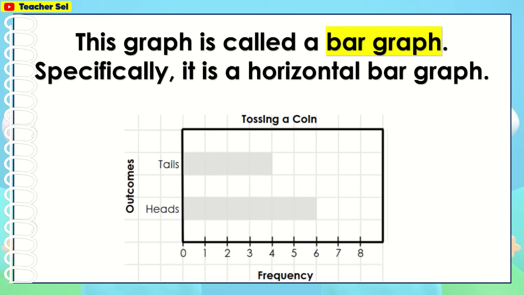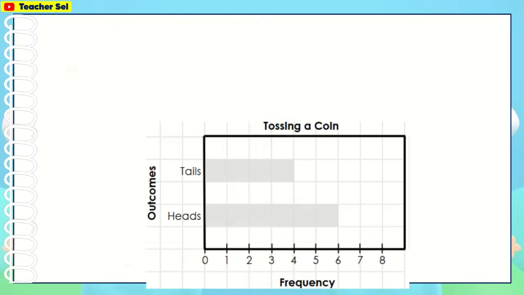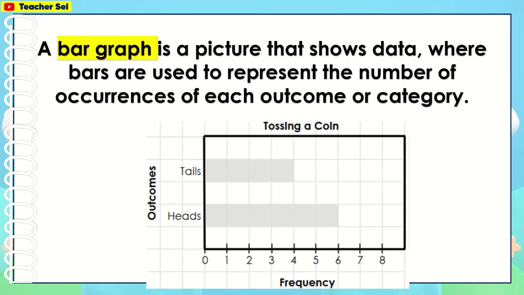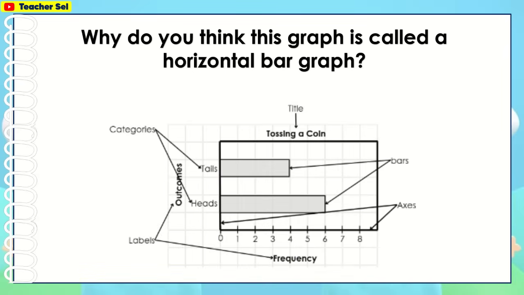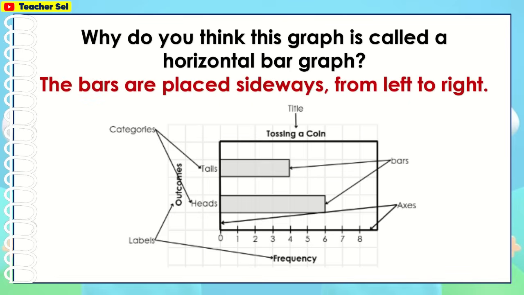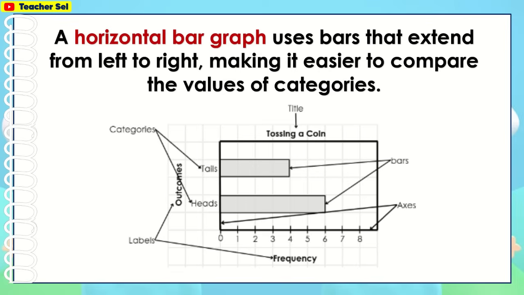This graph is called a bar graph. Specifically, it is a horizontal bar graph. A bar graph is a picture that shows data, where bars are used to represent the number of occurrences of each outcome or category. Why do you think this graph is called a horizontal bar graph? The bars are placed sideways from left to right. A horizontal bar graph uses bars that extend from left to right, making it easier to compare the values of categories.